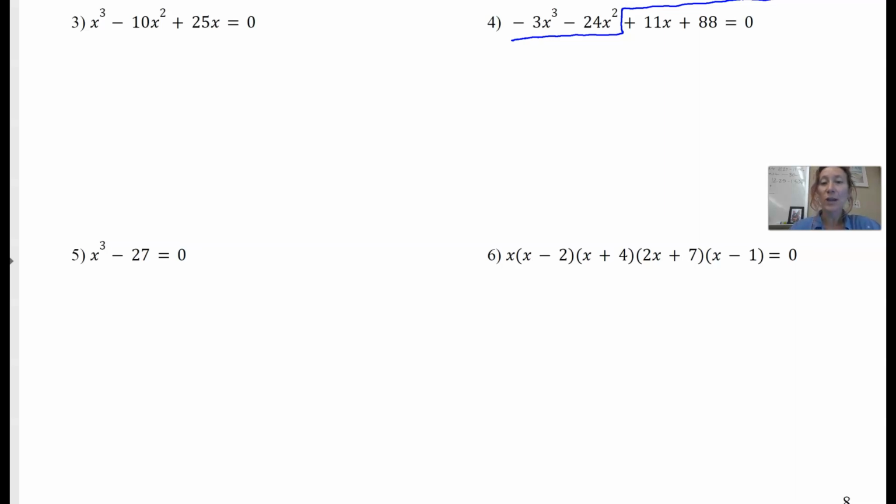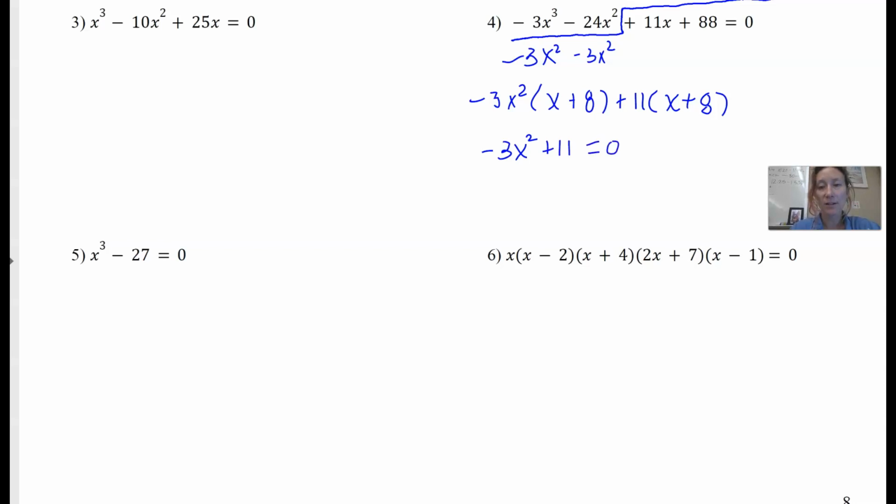I have a negative 3, and we can take out x squared. So I've got negative 3x squared, and then I have x, that'll be plus 8. In the back, I can take out 11. And again, I have x plus 8. So I have negative 3x squared plus 11 is equal to 0, and x plus 8 is equal to 0.